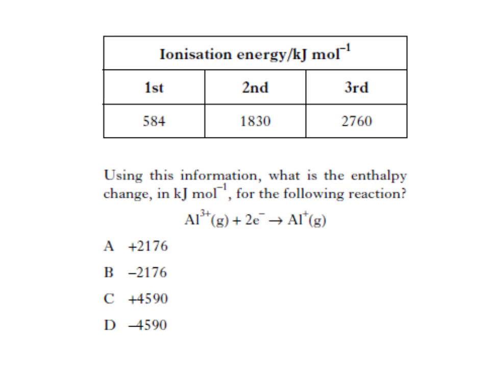The way that we do this is we go from Al3+ to Al2+. That requires negative 2,760 kilojoules. And then we add on another electron. We go from Al2+ to Al+, and that requires negative 1,830. If we add those two figures together, that will give us an answer of D, negative 4,590 kilojoules per mole.